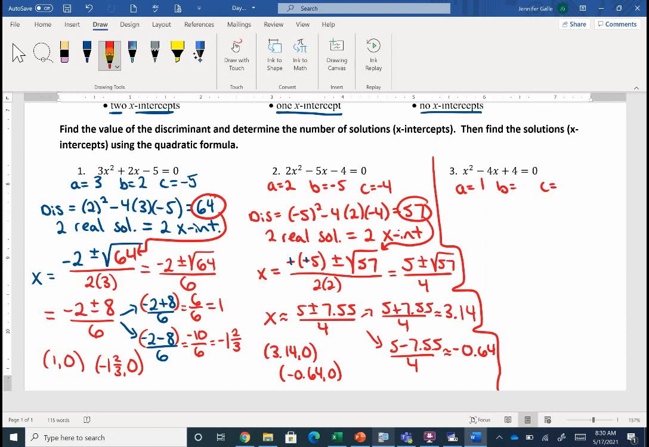Then my B, watch your sign, is -4. My C is +4. Always find the discriminant first. Again, the discriminant will tell you how many solutions you should end up with, which is how many intercepts would be on your graph. But the discriminant piece, guys, it's the part that goes underneath the square root. And by doing that first, it makes this formula way more manageable if you find that piece first.